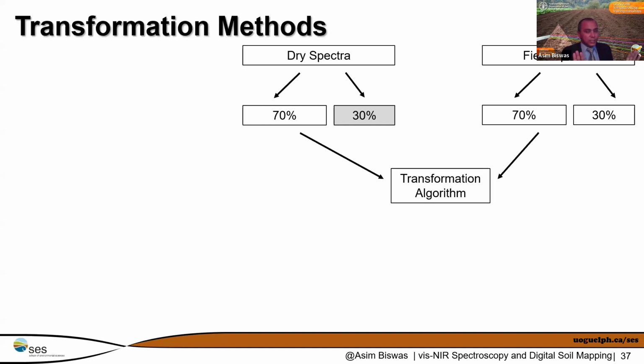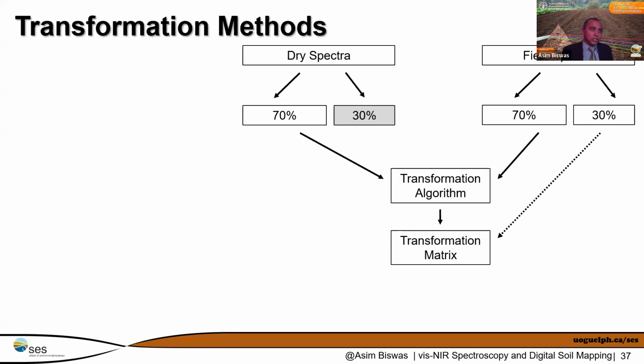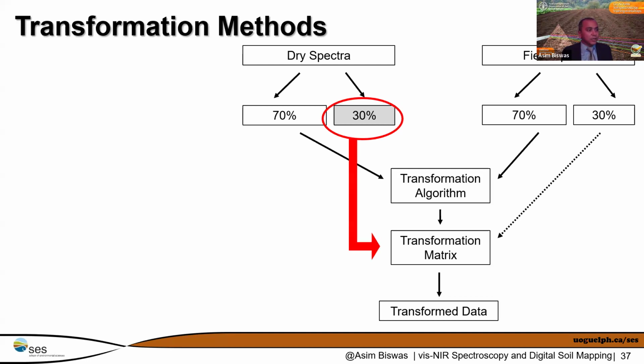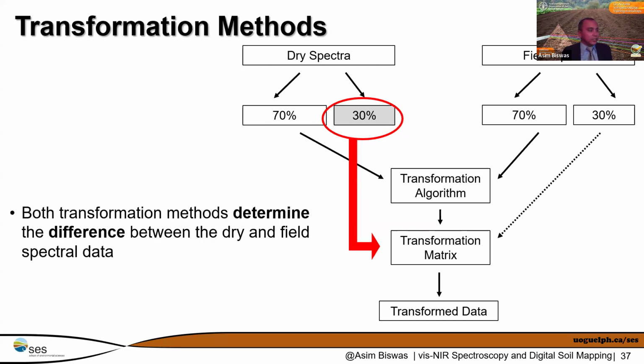So how much of a difference is there? Though it's the same soil, mainly due to the environmental impact, you see the spectral difference. So we wanted to create the transformation matrix. We want to see the difference, and based on the difference, create a transformation algorithm that could help us transform the spectra. We call it a transformation matrix. Once we get the transformation matrix, we take the 30% field spectra and try to predict the property as well. Once we have the transformed data, we go for the modeling, and the 30% dry spectra we can take to validate as well.